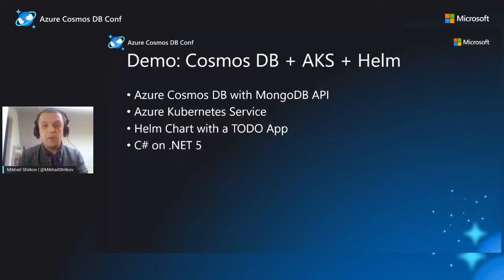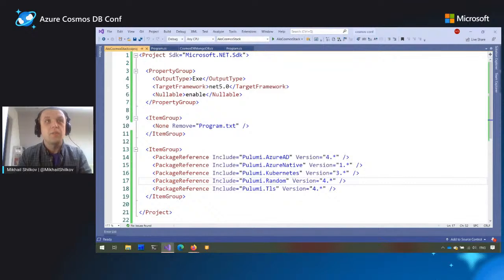In the demo, I'm going to use .NET 5 and C# 9 to define a Pulumi program that provisions an AKS cluster and a Cosmos DB account with MongoDB API. Then it deploys a to-do app with a Helm chart that uses that Cosmos DB as data storage. It's a to-do app, obviously a very simplistic version of real-world applications. But as you can see, there is already a bunch of moving parts that I have to manage and integrate correctly. So I'm switching over to my Visual Studio.